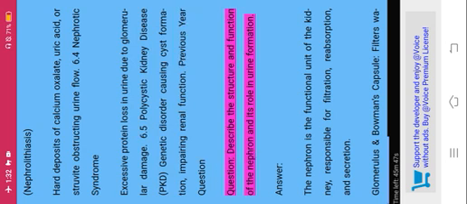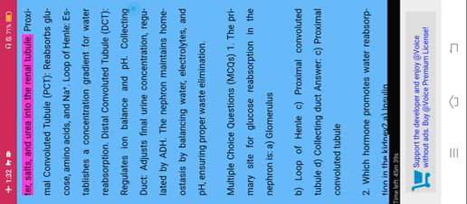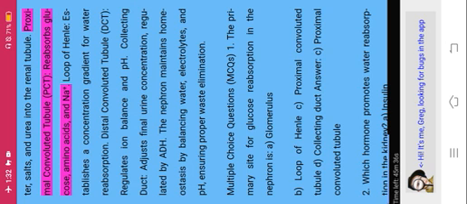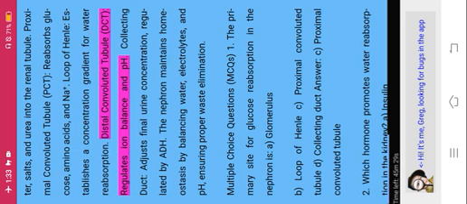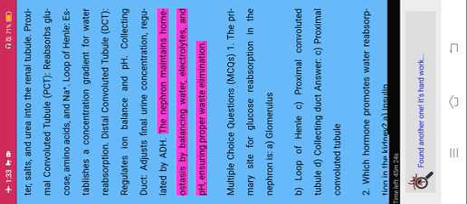Previous year question. Question: describe the structure and function of the nephron and its role in urine formation. Answer: the nephron is the functional unit of the kidney, responsible for filtration, reabsorption, and secretion. Glomerulus and Bowman's capsule filter water, salts, and urea into the renal tubule. Proximal convoluted tubule (PCT) reabsorbs glucose, amino acids, and Na⁺. Loop of Henle establishes a concentration gradient for water reabsorption. Distal convoluted tubule (DCT) regulates ion balance and pH. Collecting duct adjusts final urine concentration, regulated by ADH. The nephron maintains homeostasis by balancing water, electrolytes, and pH, ensuring proper waste elimination.